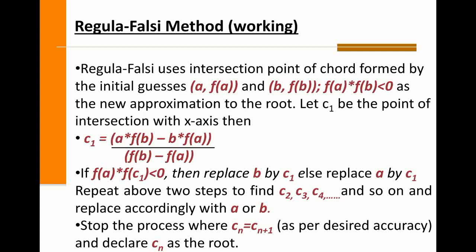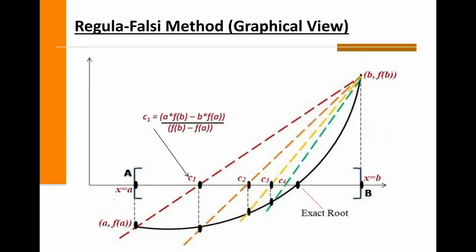So let us try to get the formula for this c1, that how this formula arises. Before that, just look at the graphical view of how the Regula Falsi method works. See, this is our initial bracket, from left and from right. At this point (a, f(a)) and at this point (b, f(b)), between these two points I have drawn the chord. This chord intersects the x-axis at c1. So this c1 becomes my new approximation and this is my formula. We will derive it later.